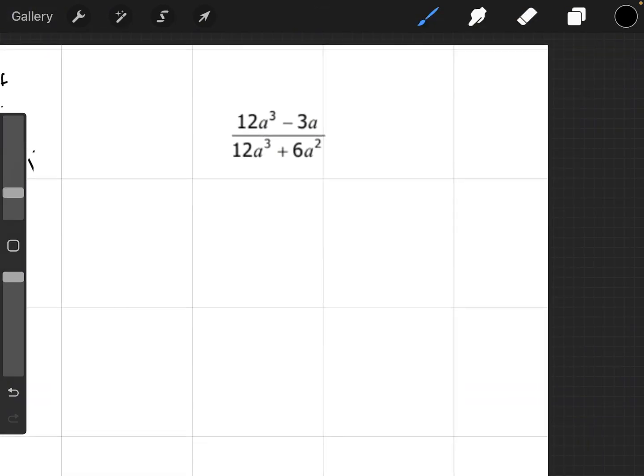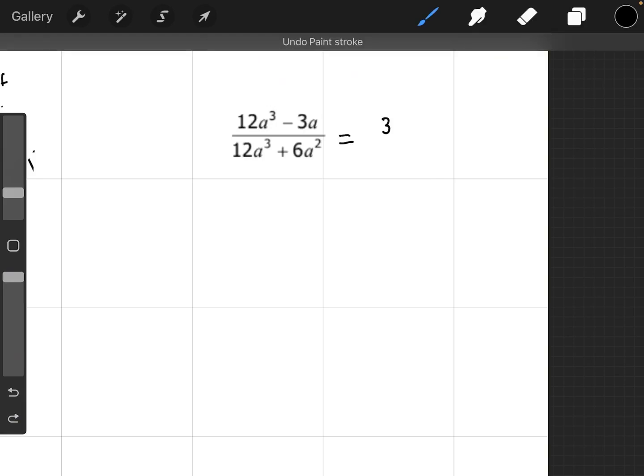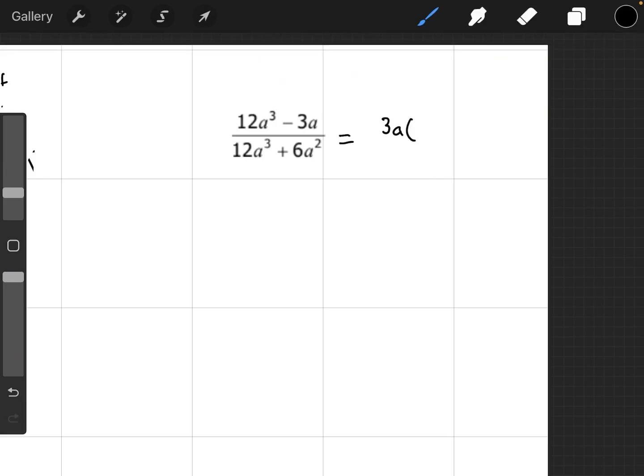For the second example, we're going to first factor out everything that we can. So the greatest common factor of 12 and 3 is 3. Let's write the 3 on this side. And we have a to the power of 3 and a. So we can take out the lowest power, which is just a single a. And on the inside, we'll leave 4a squared minus 1 for the numerator.